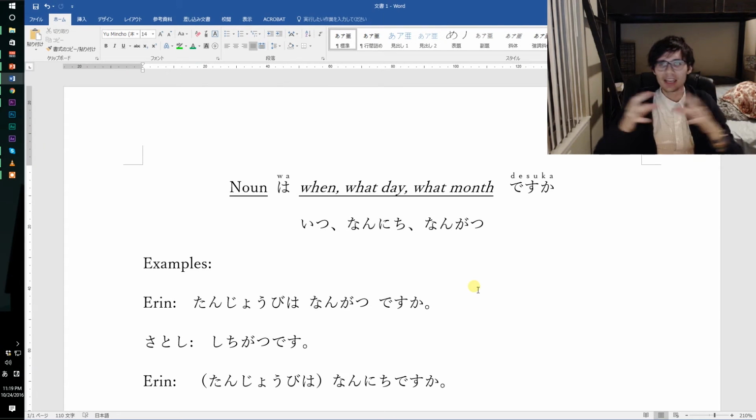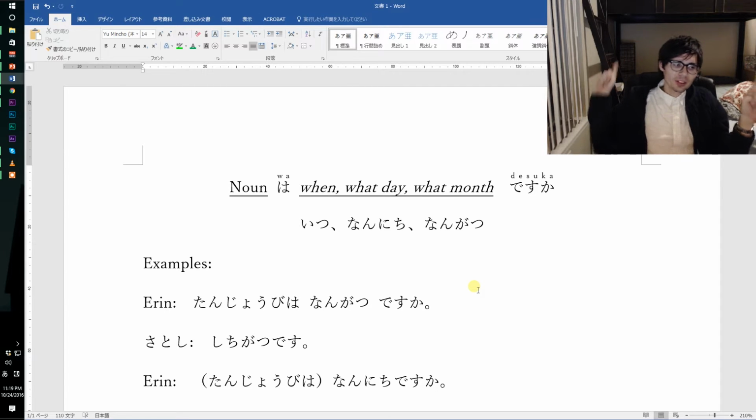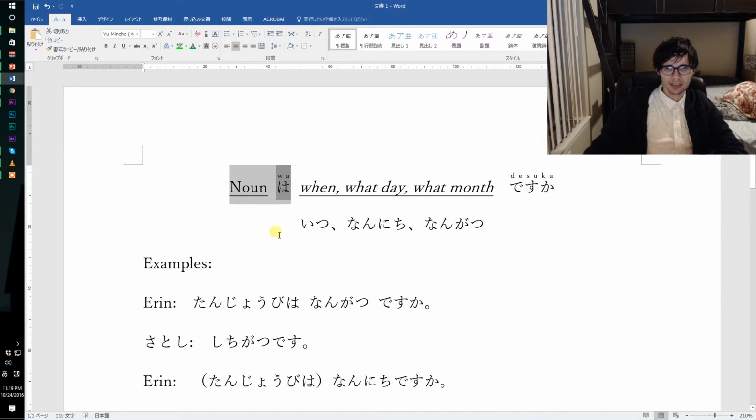Hey guys, it's now time to practice everything that we've studied up until now. We're going to take the months of the year and add it to what we learned about how to ask when and what month and what day, and also add that to the first 10 days of the month, which we learned just barely. All right, so today's grammar goes like this. First, you have a noun. You mark it with wa because it's a subject. Then you're going to say something like when, which is itsu, or what day, which is nanichi, or nangatsu, which is what month, then add desu ka on the end to ask when is noun, or what day is noun, or what month is noun.